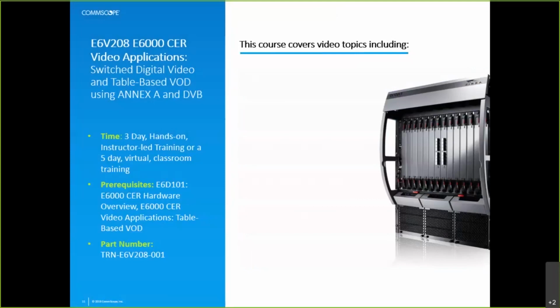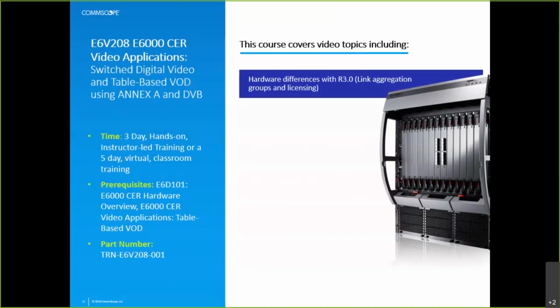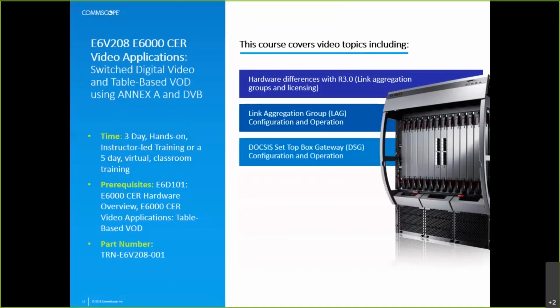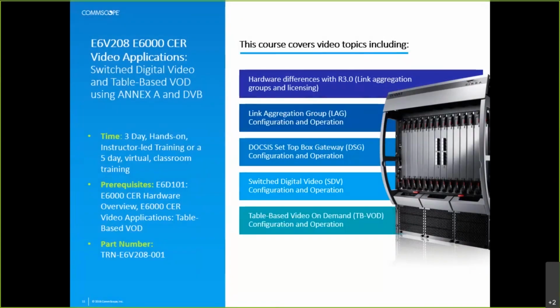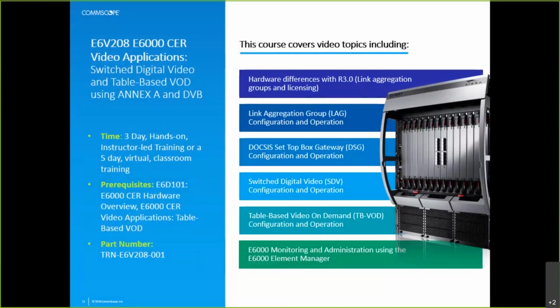And much like the last two courses, we do start off with hardware differences in the course. We will also look at creating and operating link aggregation groups. We'll also talk about DOCSIS set-top box gateway configuration and operation. We will add switch digital video configuration and operation to the discussion. We'll be discussing table-based video on demand operation and configuration, and then following up with monitoring and administration using the E6000 Element Manager.